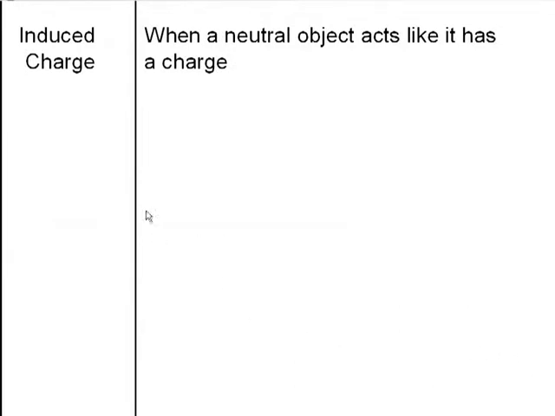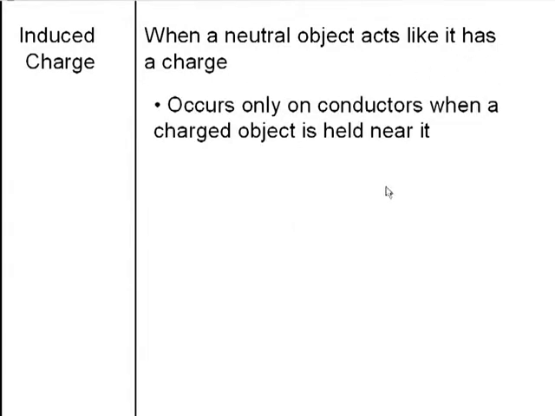So in explaining this, for an induced charge is what we call this, a neutral object is acting like it has a charge on it. Right? This only occurs in conductors, not in insulators. Insulators has a different term that goes along with it.